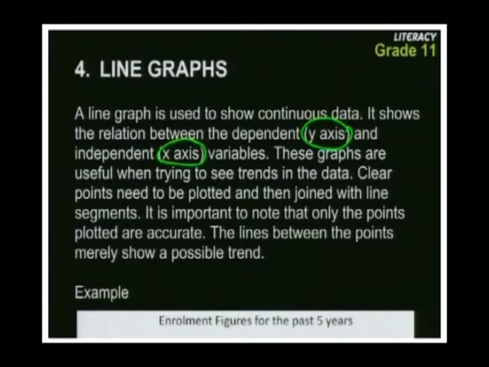The points are plotted on the graph, and then a line is drawn to show if our trend is positive or negative, or just not changing at all. It's important to note that only the points plotted are accurate. We can sometimes extrapolate, but unless we have an actual point, we can't say exactly what the point of the data is.